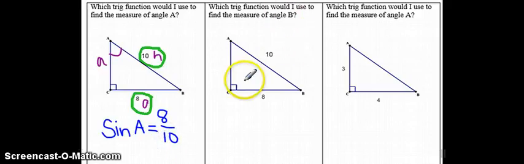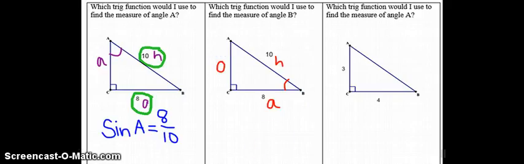Angle B, right here. So we're going to mark off our angle. And with respect to B, we're going to label our sides. Across from the 90 degrees is our hypotenuse. Next to B is adjacent. And across from B, we have our opposite side.